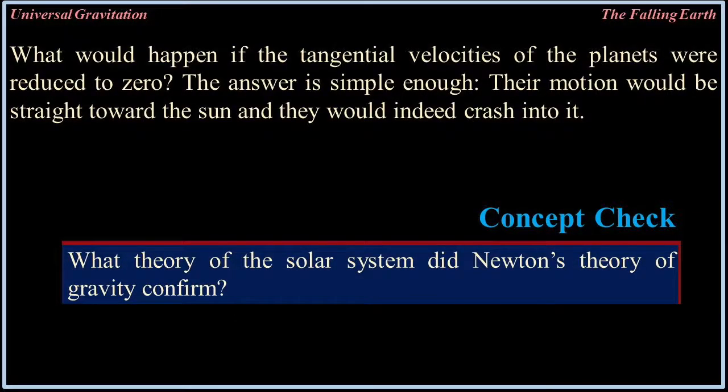What would happen if the tangential velocity of the planets were reduced to zero? The answer is simple enough. Their motion would be straight towards the sun, and they would indeed crash into it. Concept check. What theory of the solar system did Newton's theory of gravity confirm?